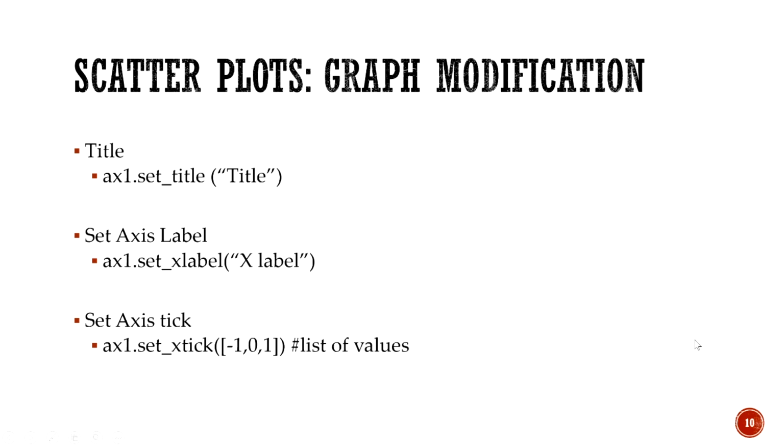So there are technically two different ways. You either call the Matplotlib library, then dot title, or you first create the figure object and then use the set_title or set_xlabel to define or modify the figure.